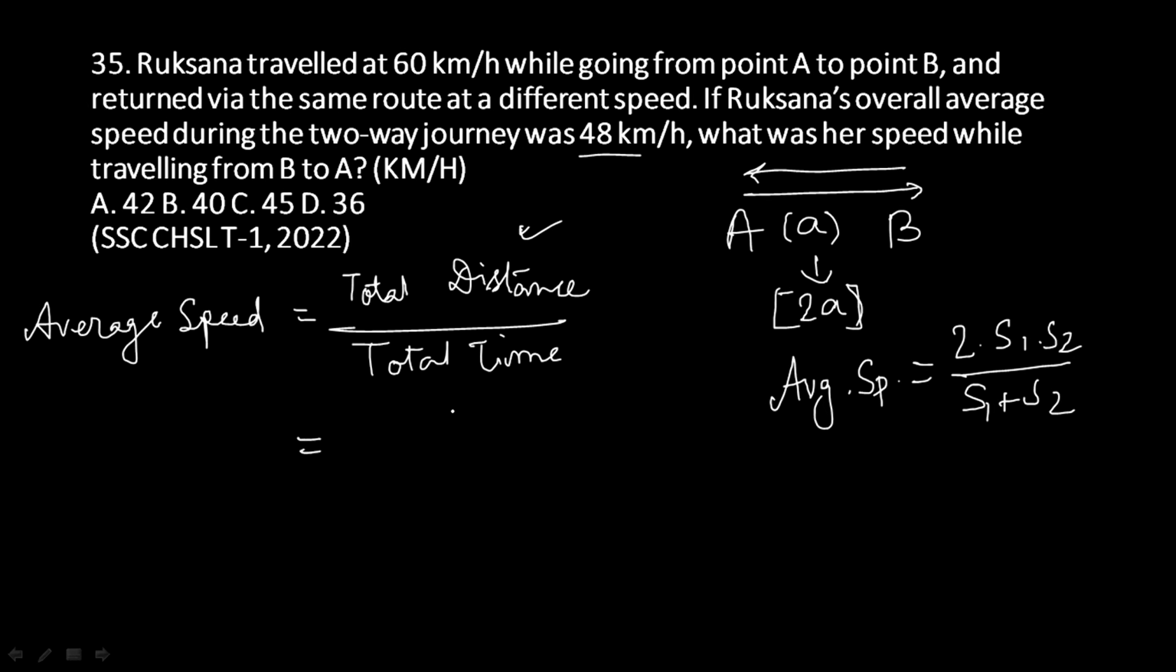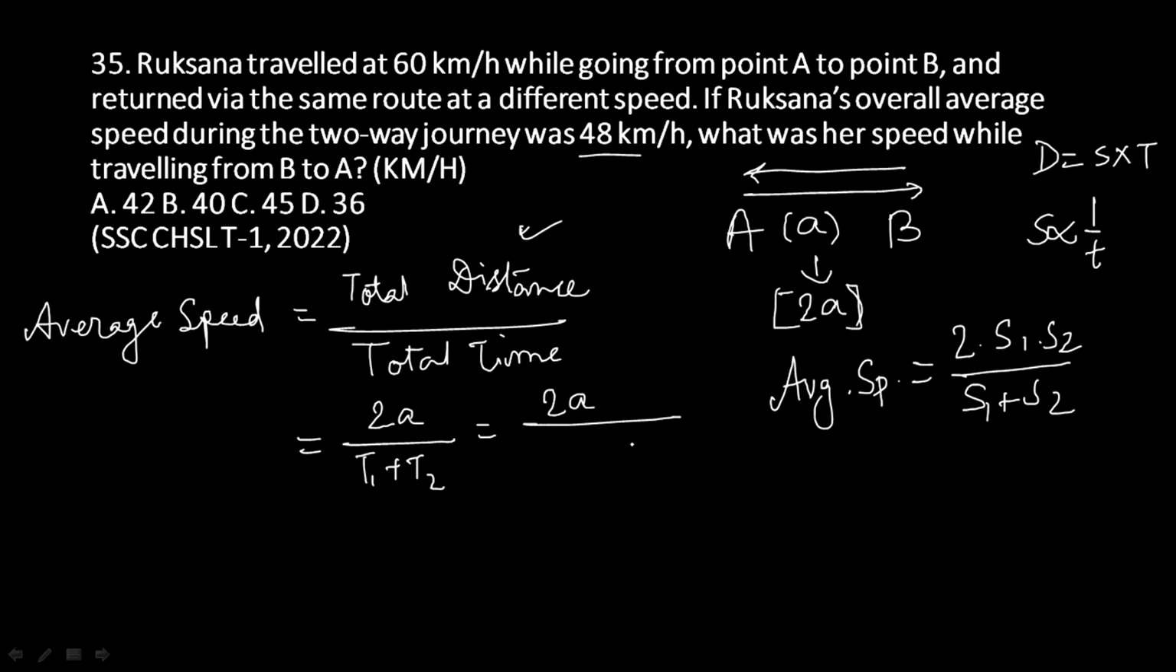Look, total distance is 2a. We have already seen that. And what do we know? Distance is equal to speed into time. And another thing we know is that speed is inversely proportional to time. We actually need each and every concept from time and distance. So total time here is t1 plus t2. How can we calculate it from speed? It will be a by s1 plus a by s2, right? From this equation we can easily get that, because a will be omitted.